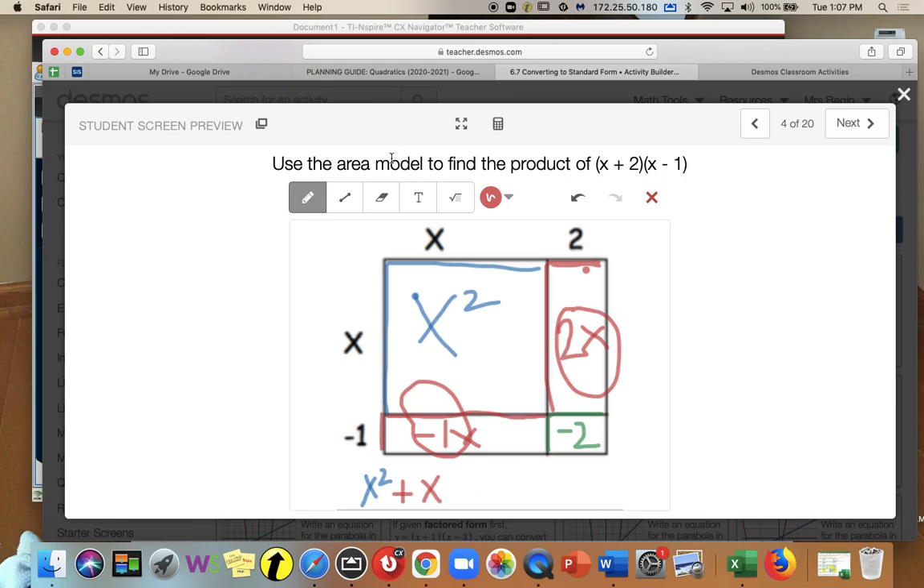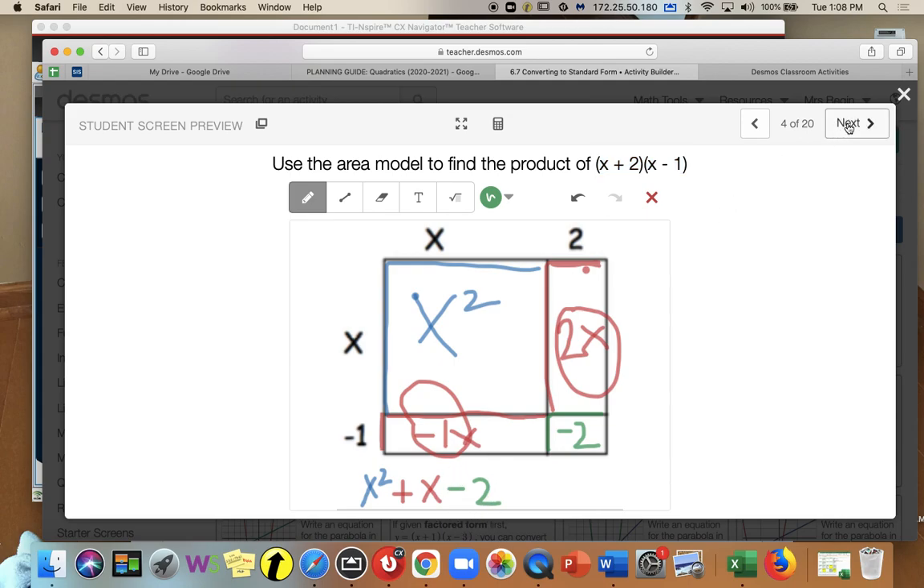And then we have our minus 2 in green, and we can't combine those with the x squared or the x's, so I'll just leave that minus 2. And what we've done is we've converted something from factored form, where I could tell what the x-intercepts are, to standard form right here, which does give us the y-intercept at -2.